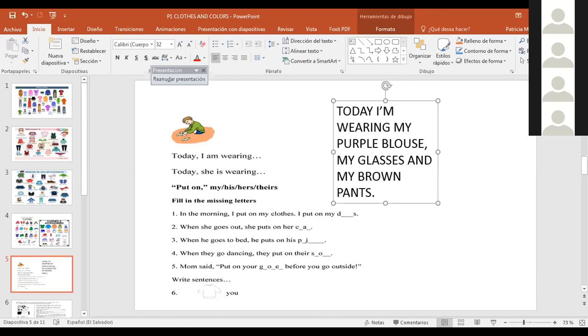Yo falto, teacher. Adelante, Manuel, adelante. Okay, teacher. Today I am wearing my shirt is brown. My white shirt, la camisa blanca. White shirt. My glasses. And flip flops. Excellent. Thank you, Manuel. You are so comfortable. Está bien cómodo, Manuel. Thank you very much.